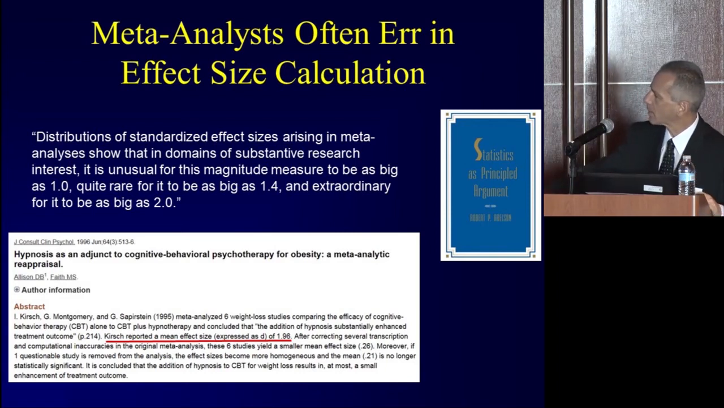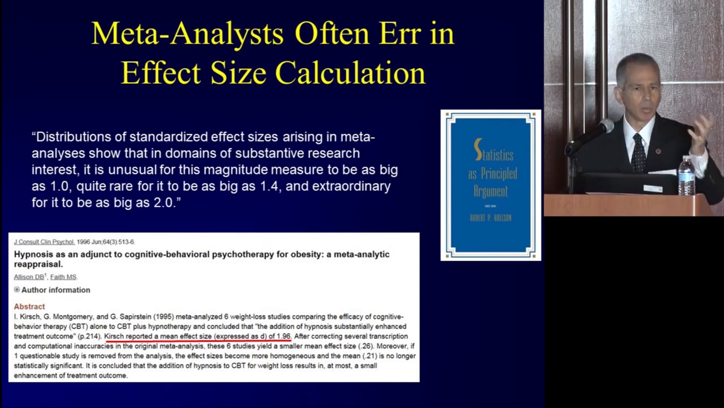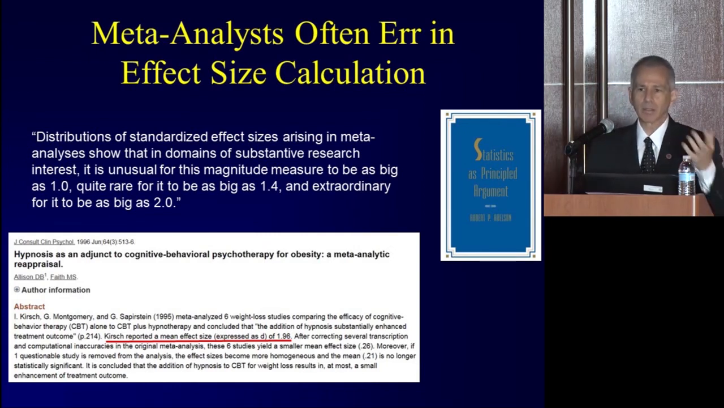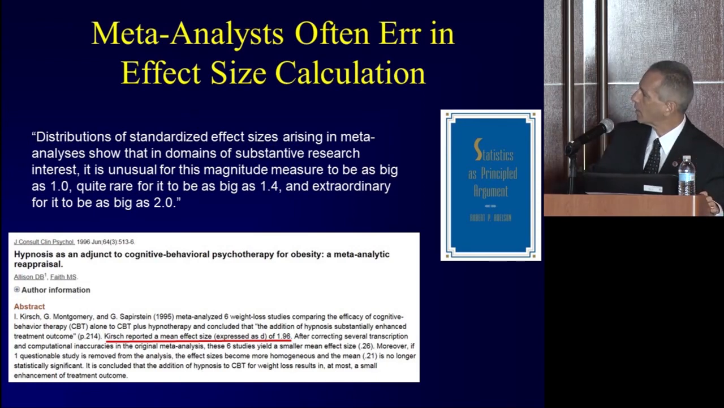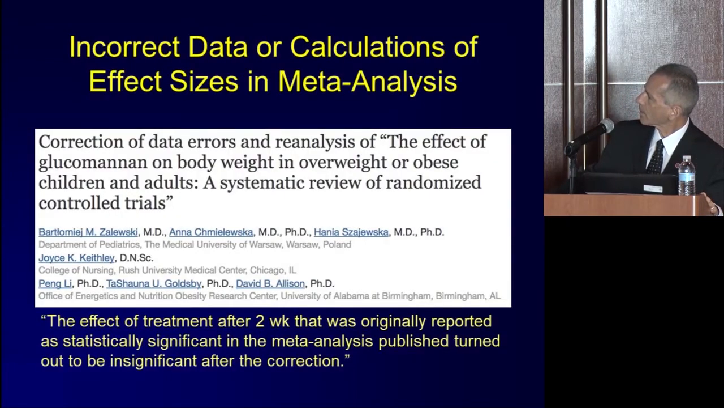We corrected them, and then we found that the effect size was actually closer to about 0.2 to 0.3, not 1.6. So again, off by almost an order of magnitude, barely statistically significant, if statistically significant at all, and we corrected that in the literature. Here's another example. This is in glucomannan.